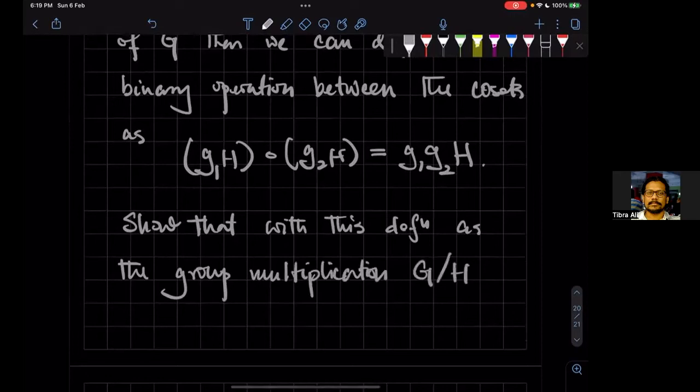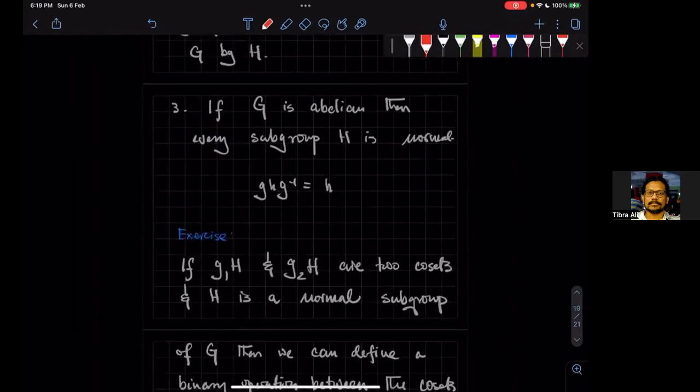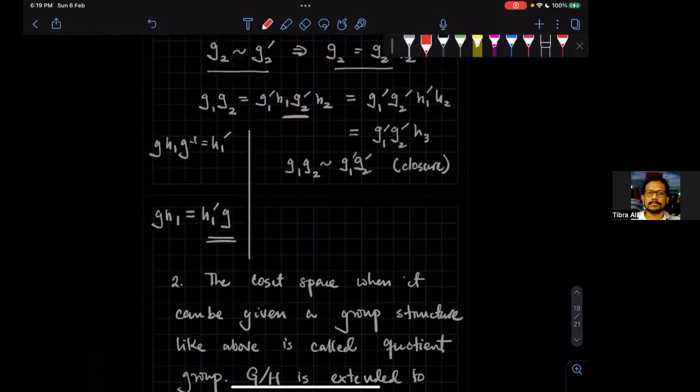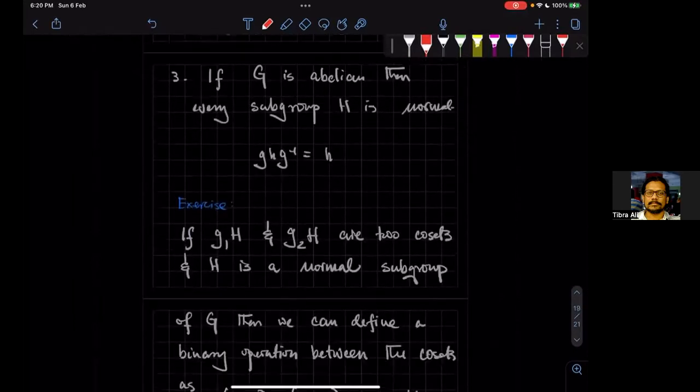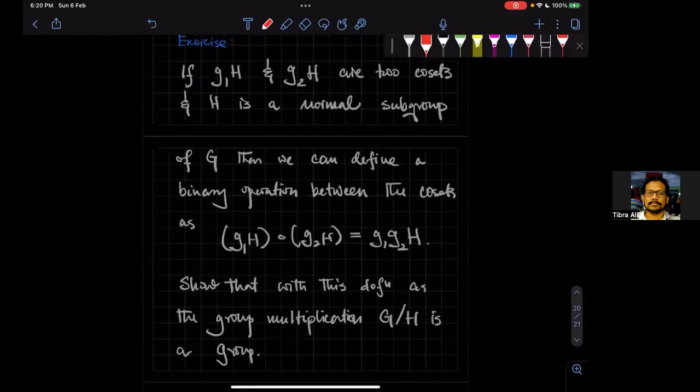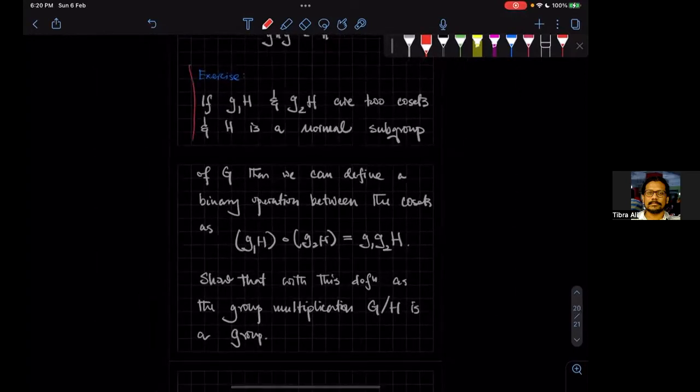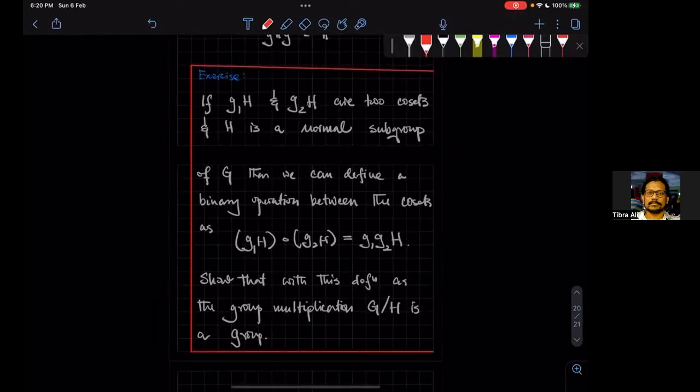G over H is a group. Okay. So essentially, just formalizing what I've said here. You're basically given the definition, and you just have to satisfy all the group axioms, all the group postulates. Okay. I will give you a hint.